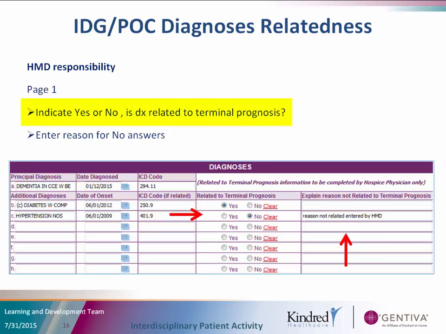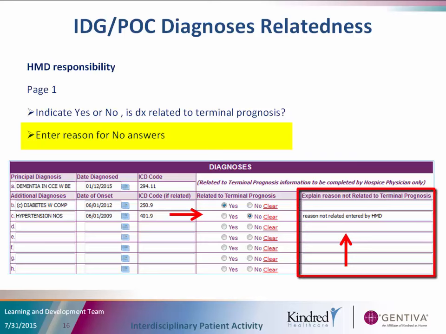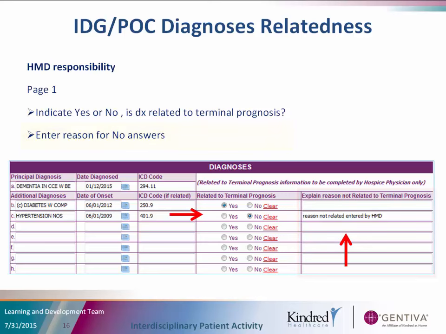Since the hospice physician is responsible for determining diagnosis relatedness to the patient's terminal prognosis, this form provides a place to document those findings. Note: if a diagnosis is determined to be unrelated, a reason is required. Any changes to the diagnosis require coding and must include the date of onset. This information mirrors McKesson Hospice for reporting to Medicare on our claim.